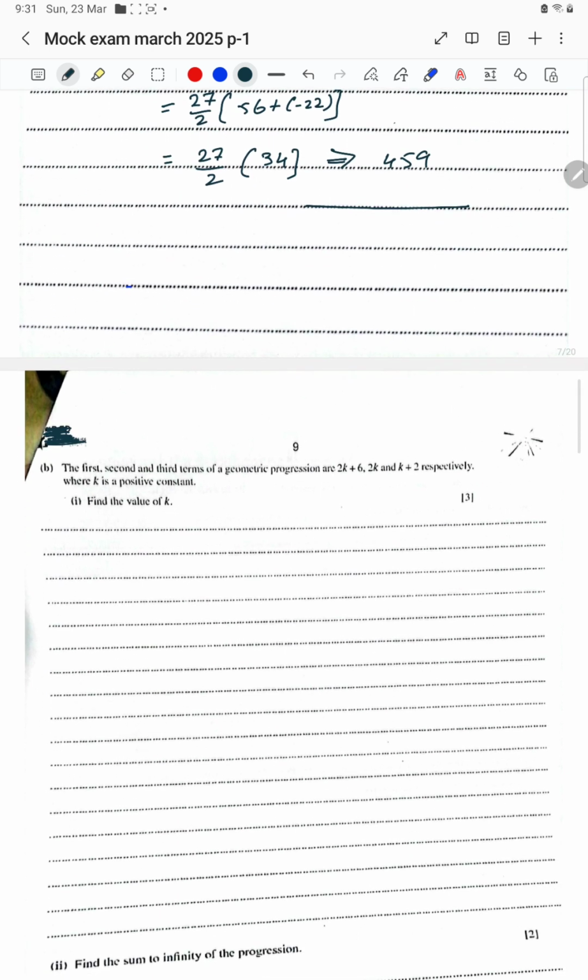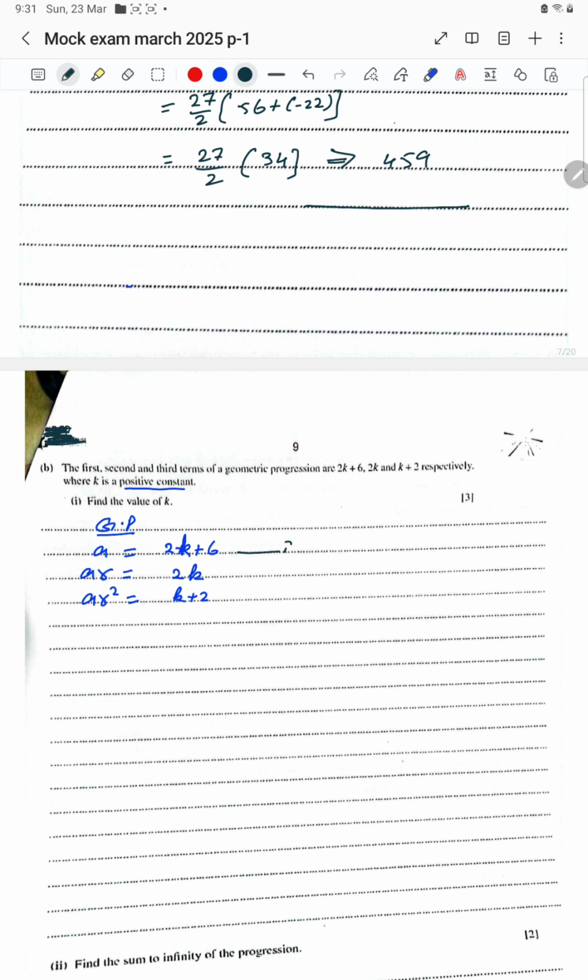Let's proceed now. The first, second and third terms of a geometric progression are given. This time you are given a GP, and the first term is a, the second term is ar, and the third term is ar square. You are given 2, 2k plus 6, then 2k and k plus 2 respectively, where k is a positive constant. Find the value of k. Okay, simple question.